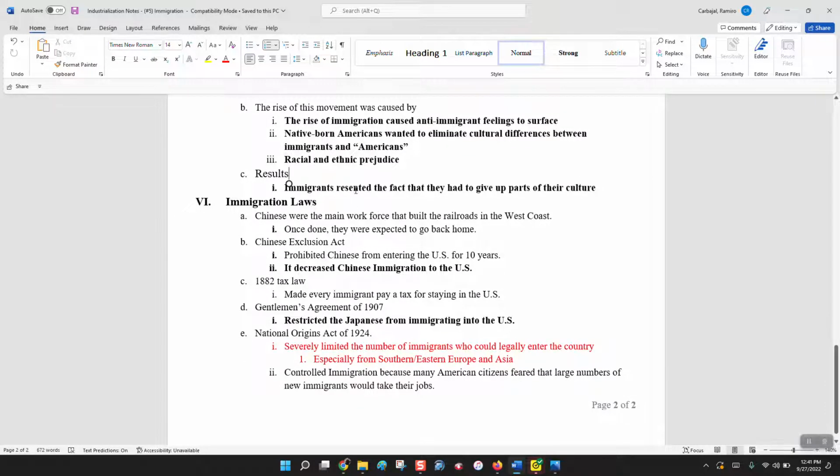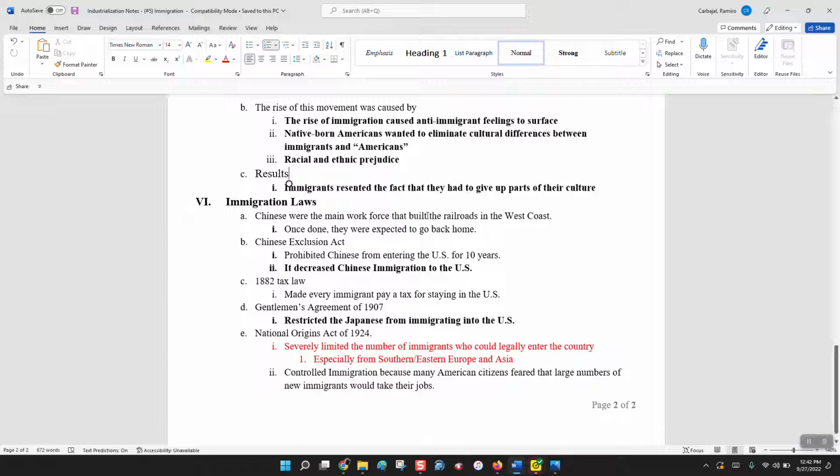Results, immigrants often resented the fact that they had to give a part of their culture just to live here. They felt, why do I have to change? There's nothing wrong with me and I'm not doing anything wrong. Now, all this starts to culminate, though, in more and more negative feelings for immigrants, and the idea that I said how they were welcomed and they wanted them to come, that starts to slow down.